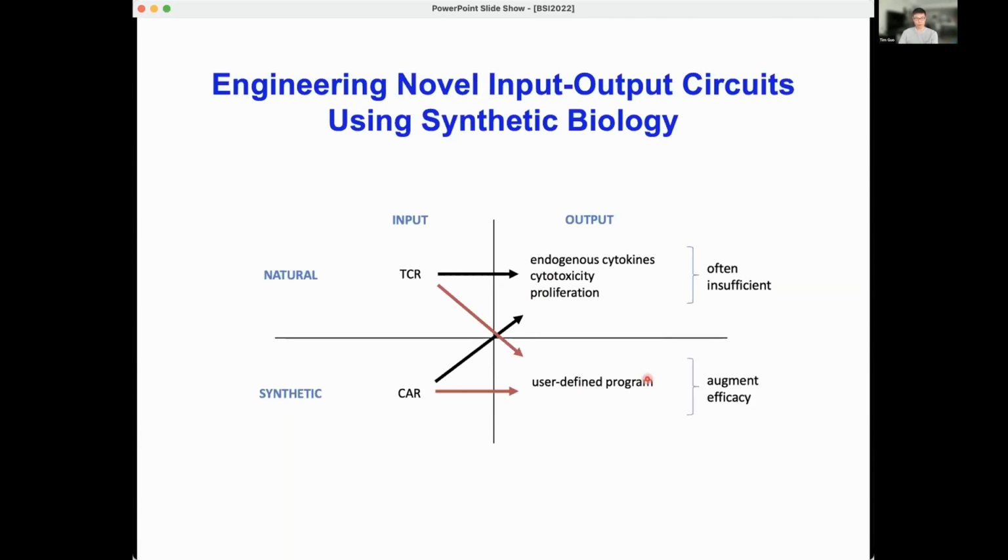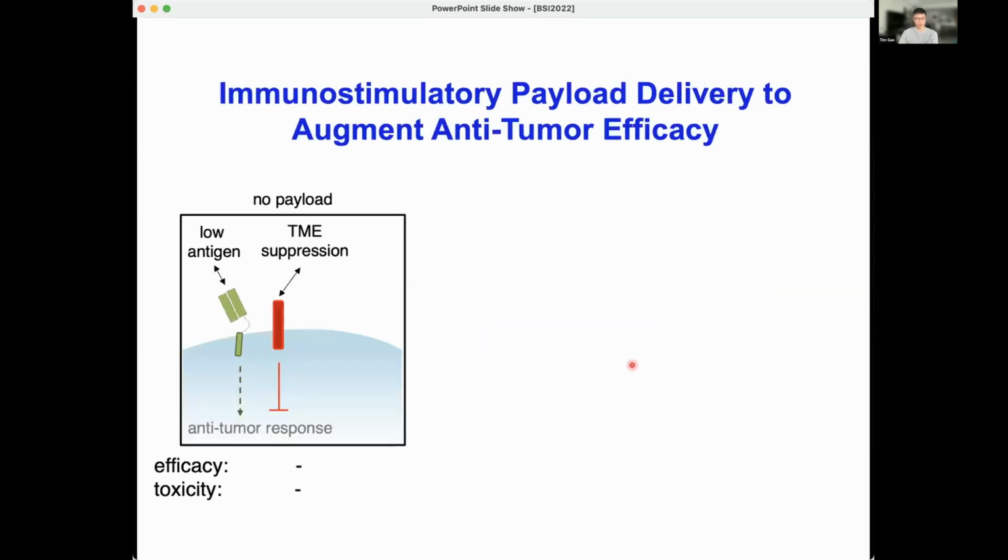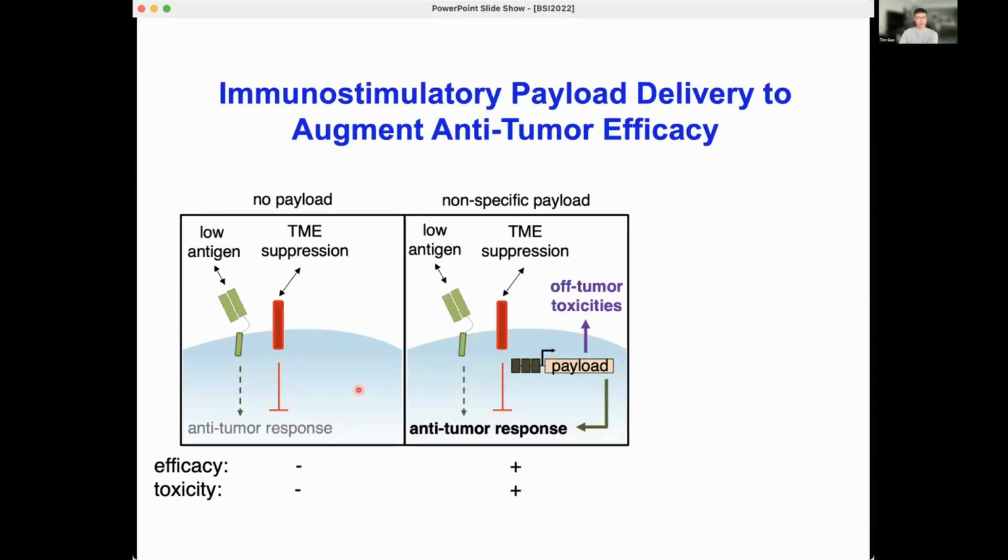The exact problem we're trying to work on here is in the context of solid tumors using CAR T cells, which again has been showing very little efficacy. Part of the problem there is the T cells are not sufficiently activated, either due to low antigen density or suppressive tumor microenvironment, which dampens the anti-tumor response. So you get not very much efficacy and obviously not much toxicity that goes along with that.